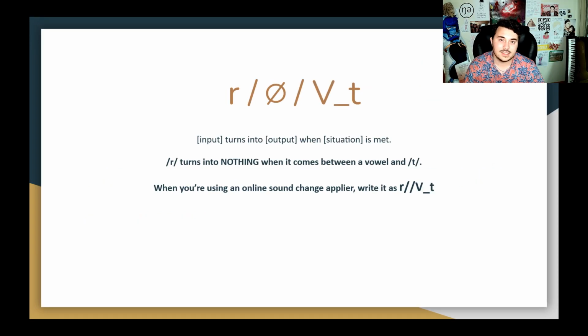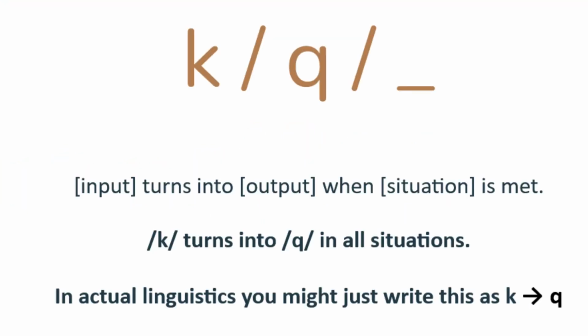In a lot of online sound change appliers, they don't use the null, they'll just have it be blank. So like in SCA2, it would be R / capital V underscore T. Means the same thing. Then there's also situations where all you need is an underscore, like this. Say k turns into k, in general.